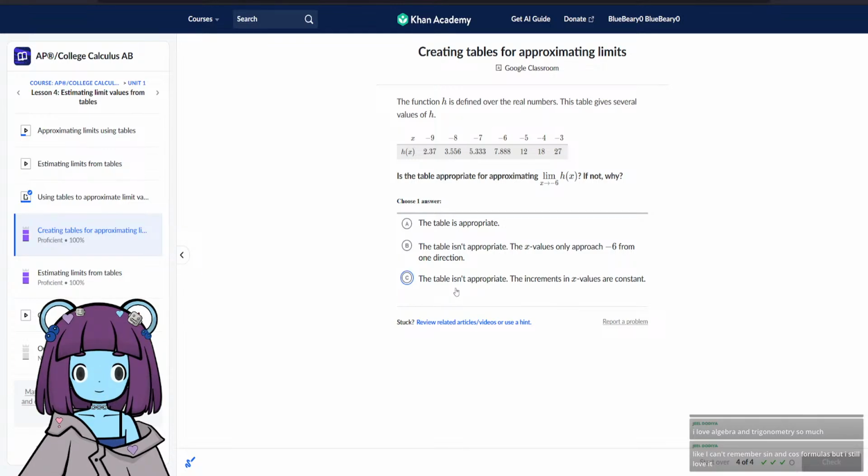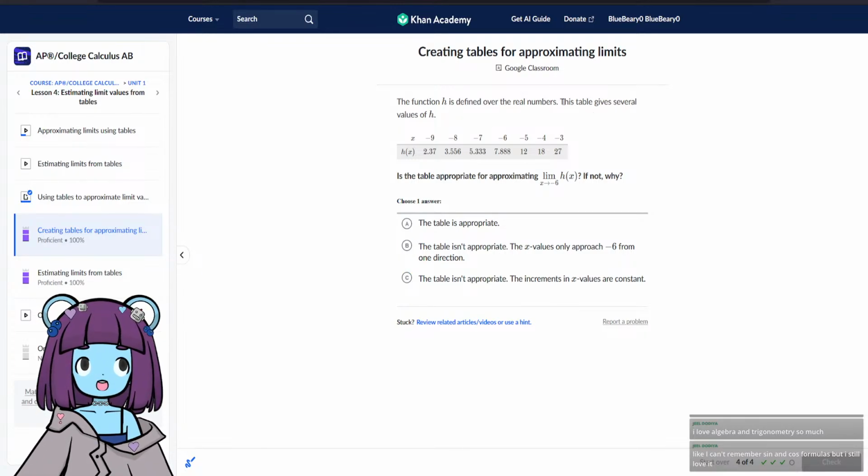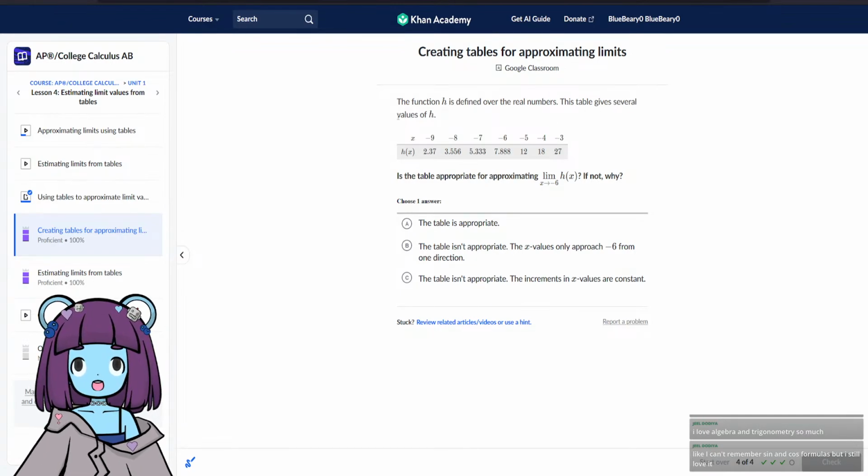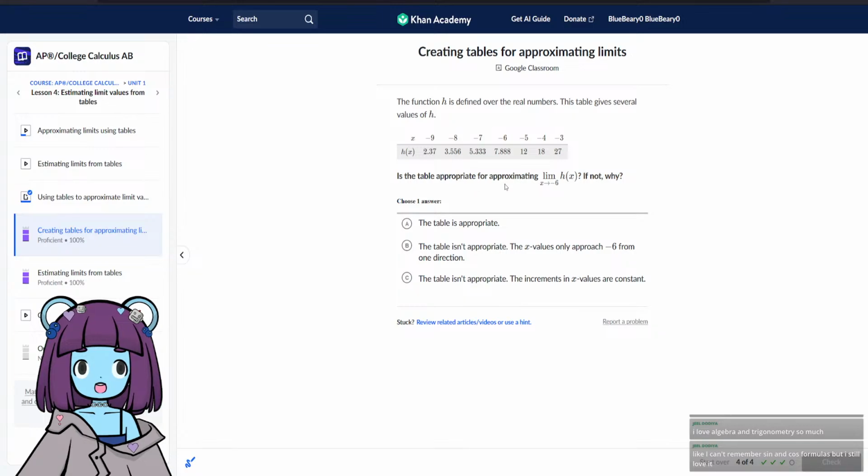The function h is defined over the real numbers. This table gives several values of h. Is the table appropriate for approximating the limit of h of x as x approaches 6? If not, why? So 6 is here.